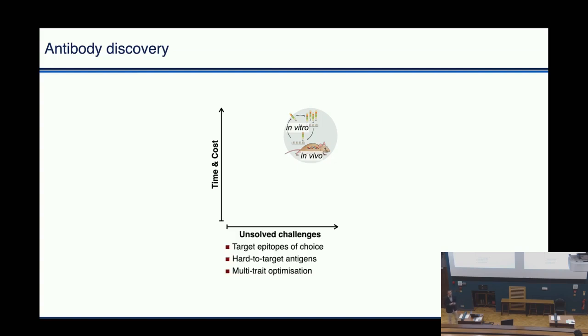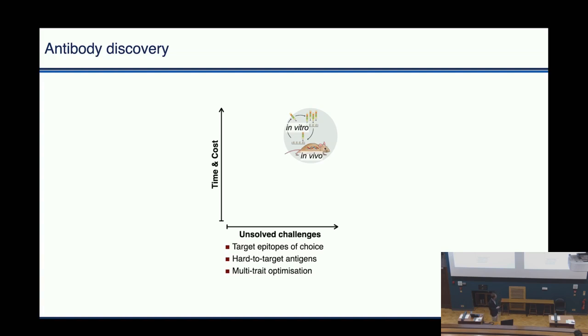And again, these have been very successful, but they remain quite time-consuming and costly, in particular the in vivo route. And more importantly, there are a lot of unsolved challenges. In particular, I mention 3 for simplicity. It's very hard to use this technology to target a specific epitope, so a specific region of your protein that may be functionally relevant. It's easy to get binders to your protein, but where they bind is very hard to determine.